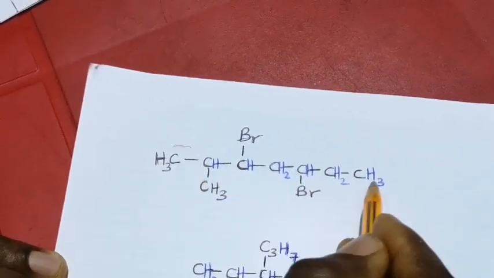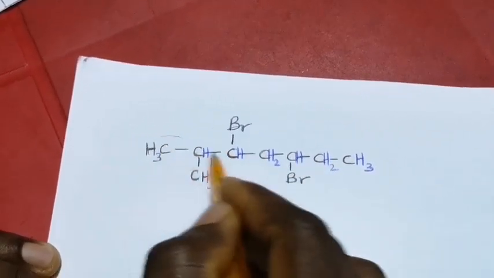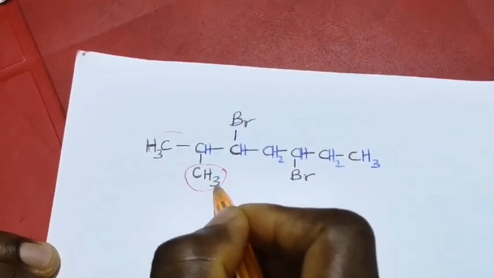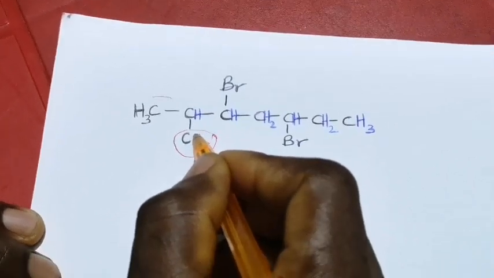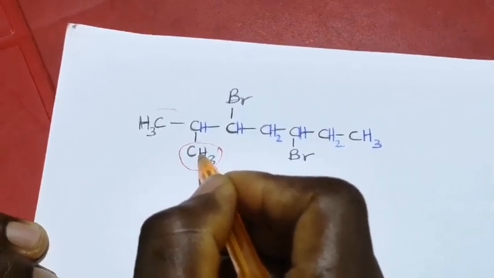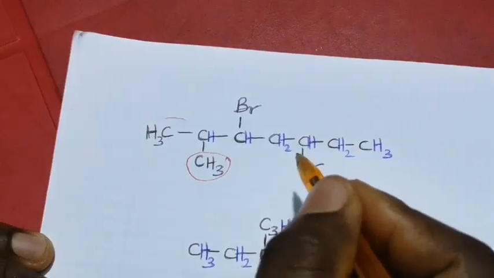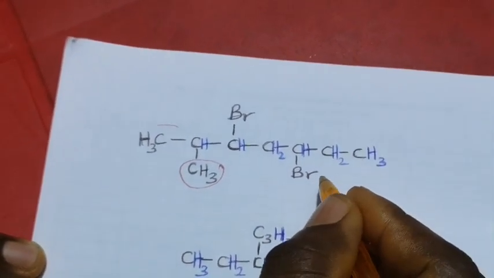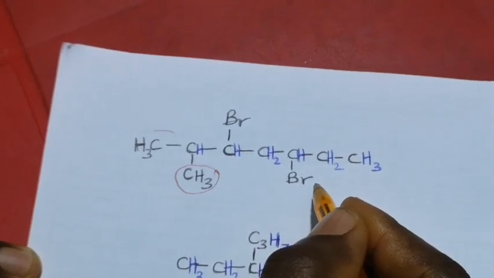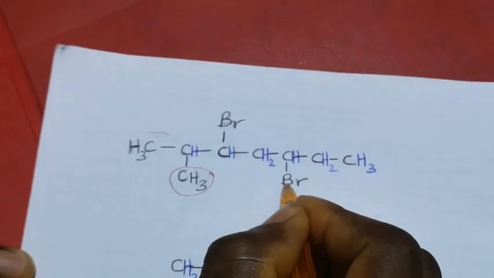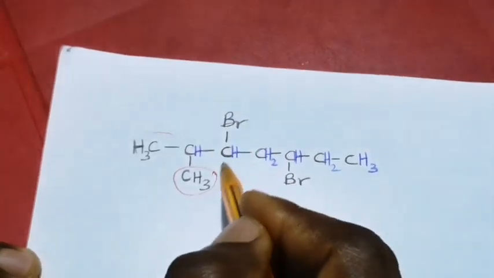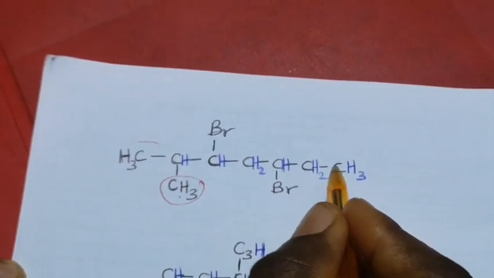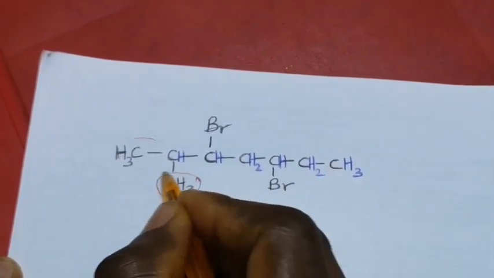So if we are taking this straight one, it now means that this particular molecule, methyl, is an attachment molecule. Okay. Now let's recognize the presence of the substituent groups we have here. We have bromine here, we have bromine here, then we have methyl. Okay, now let's number the carbon atoms.